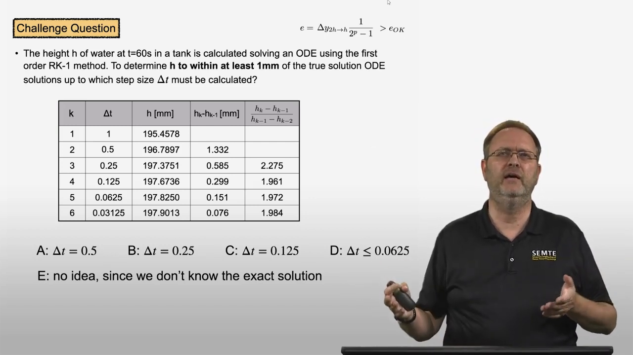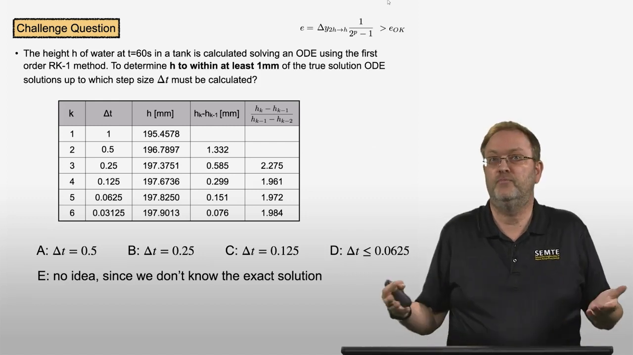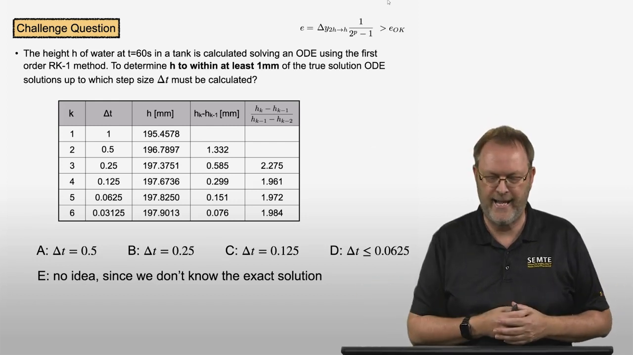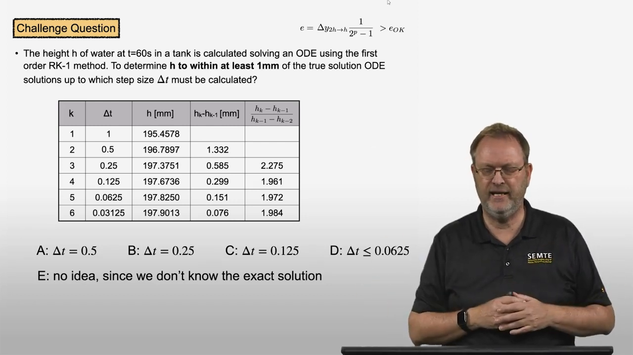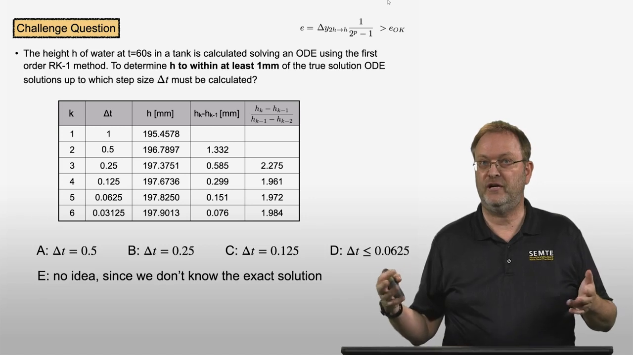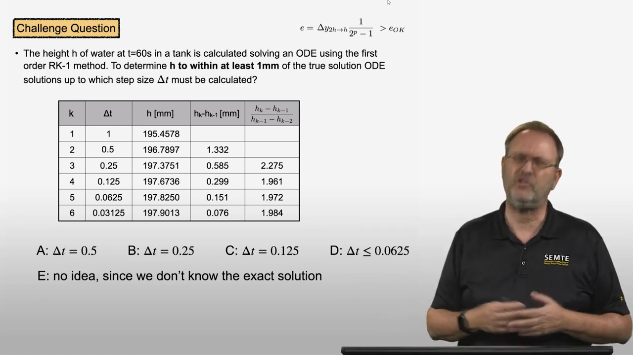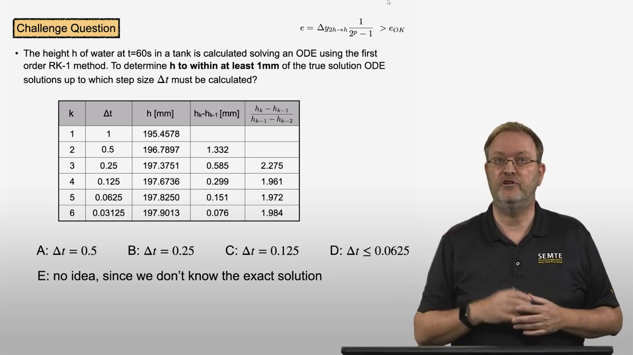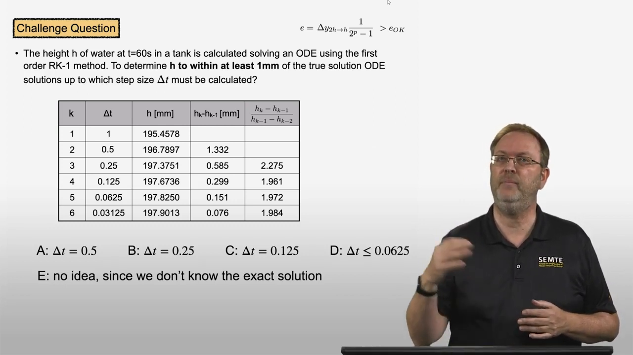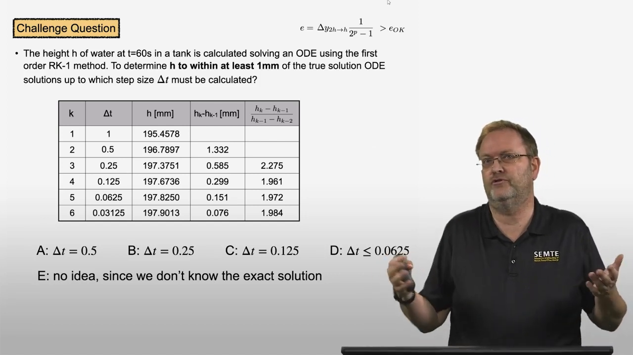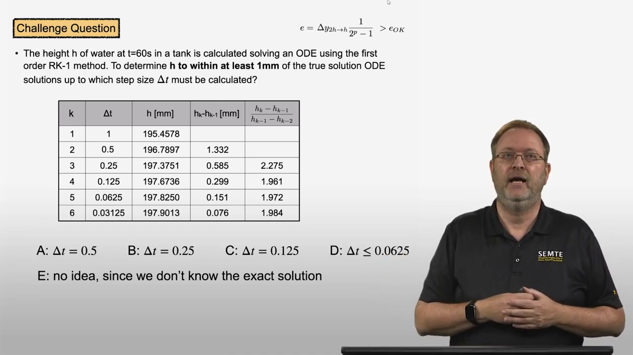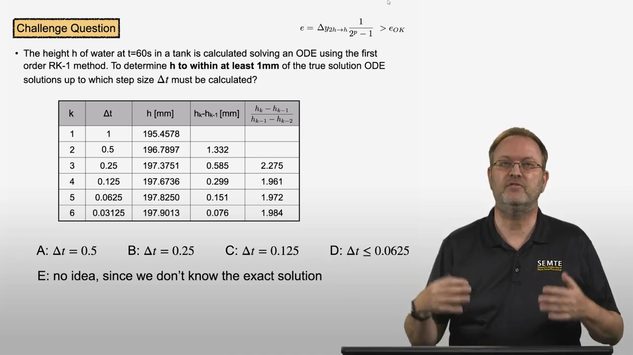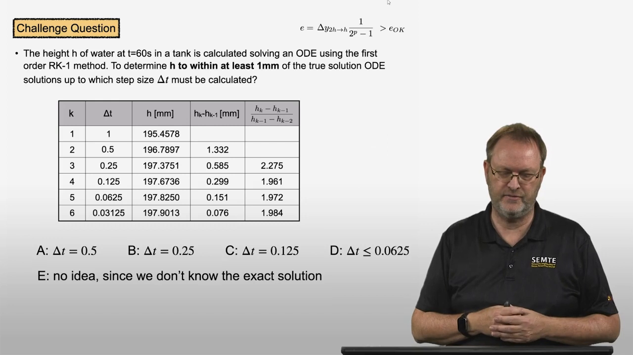And what's the ODE? Well, in the overview to this module 8, we looked at the ODE that describes the height of water in a tank. So we're solving this ODE with a first order RK1 method. So forward Euler, basically. Now, to determine the height h to within at least 1 millimeter of the unknown true solution to the ODE, up to which step size, delta t, must we perform calculations?